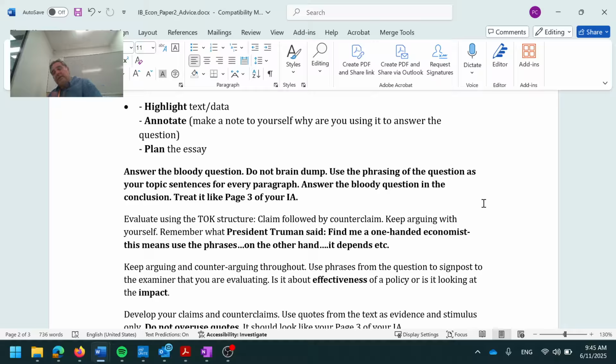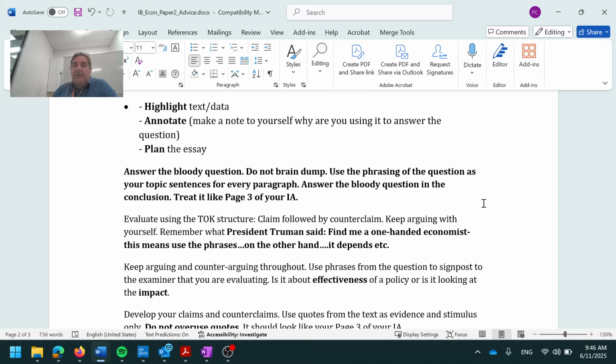So it might be, this should happen. On the other hand, it may not happen because of this, and so on. So don't be afraid to use however. On the other hand, it depends, because that shows more nuanced argument and more sophisticated evaluation, which should lead to a higher mark.